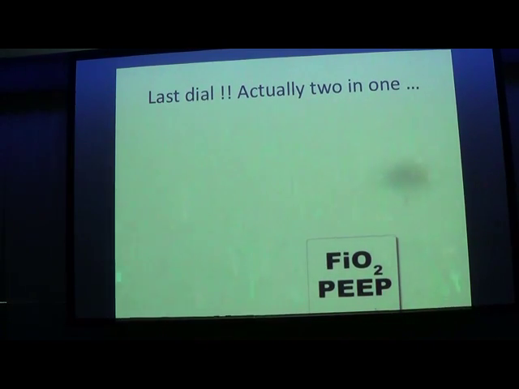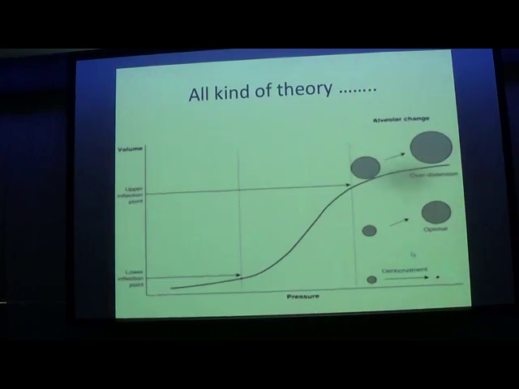So what we have discussed till now: tidal volume is for lung protection, inspiratory flow rate is for patient comfort, respiratory rate is for ventilation, which equals CO2 management, and FiO2 and PEEP is for oxygenation.